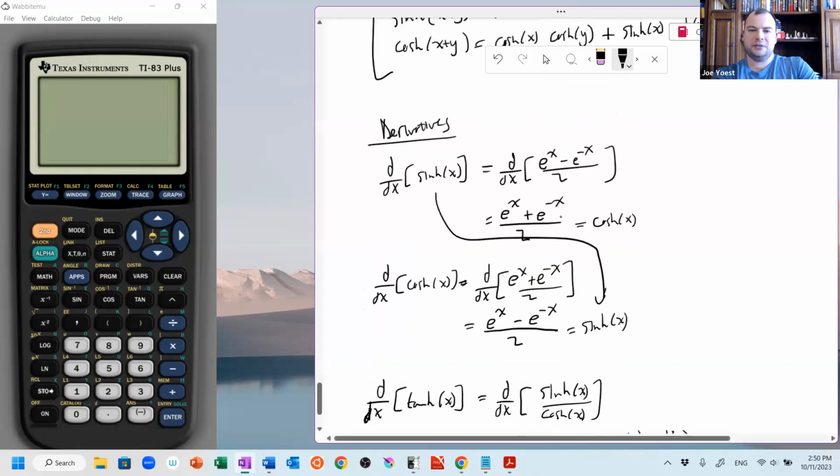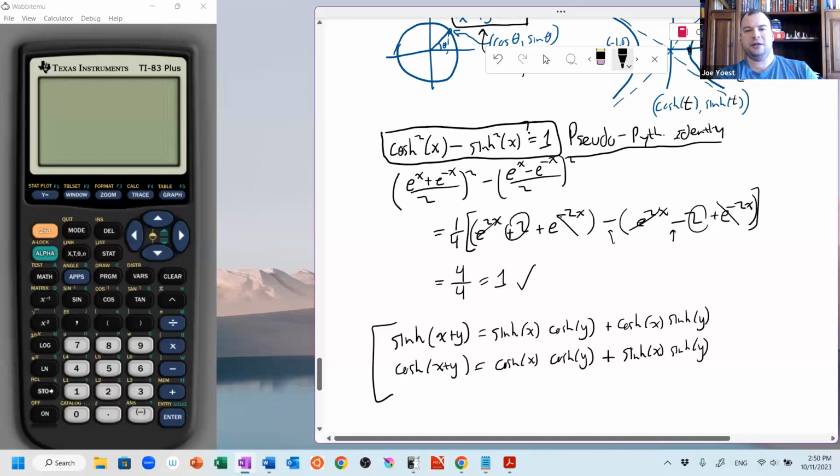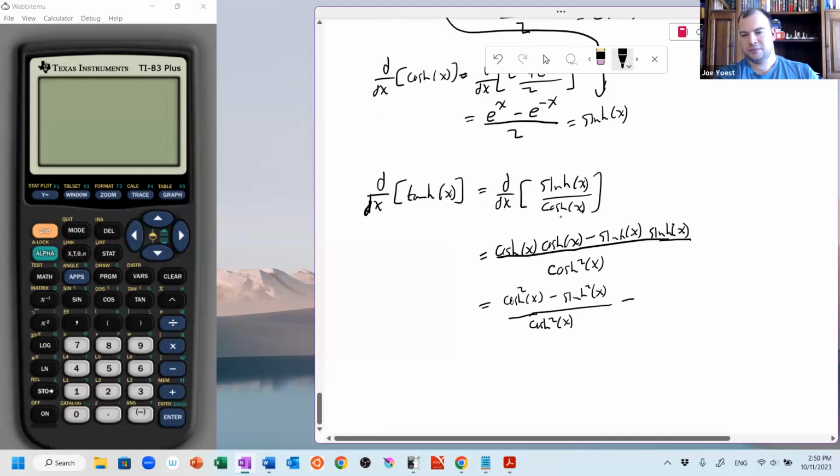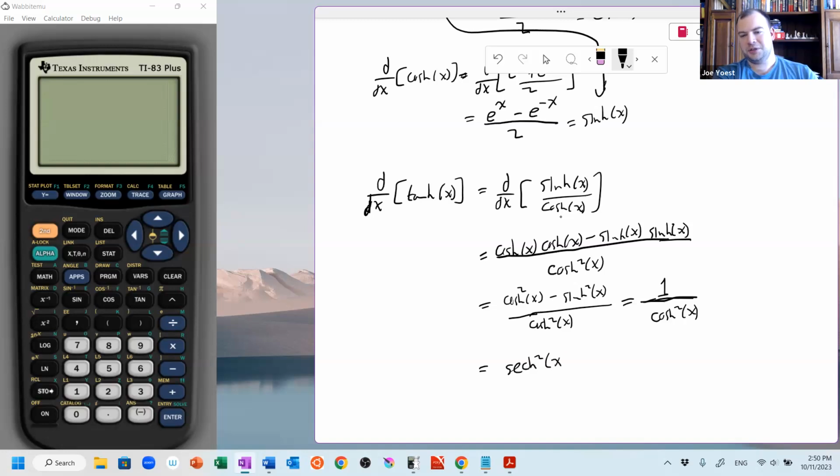But remember our pseudo Pythagorean identity was cosh squared minus sinh squared is 1. So it's kind of like eerily similar to doing trig functions, right? It's like being in a slightly alternate universe or something. And we would call this the hyperbolic secant squared of x. So the derivative of hyperbolic tangent is hyperbolic secant squared.